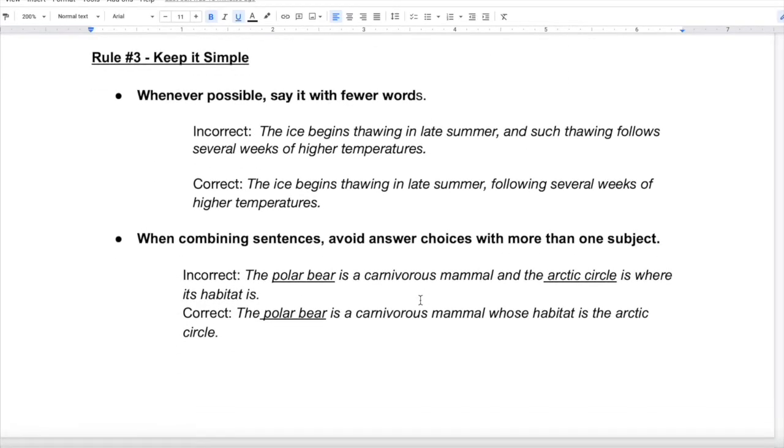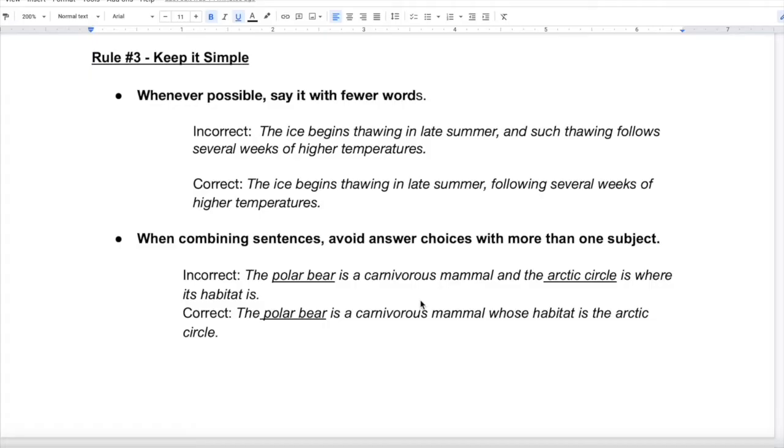Keep it simple. Go ahead and read that first bullet point, please. Whenever possible, say it with fewer words. Now read the incorrect example. The ice begins thawing in late summer, and such thawing follows several weeks of higher temperatures. There's nothing terrible there, but let's see if we can say it with fewer words. Read the correct example. The ice begins thawing in late summer, following several weeks of higher temperatures.